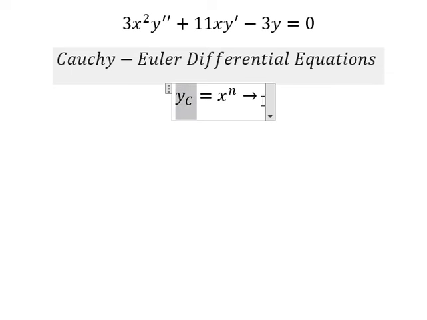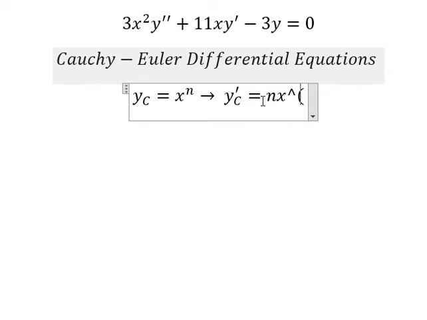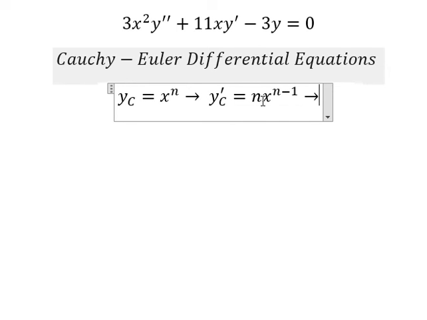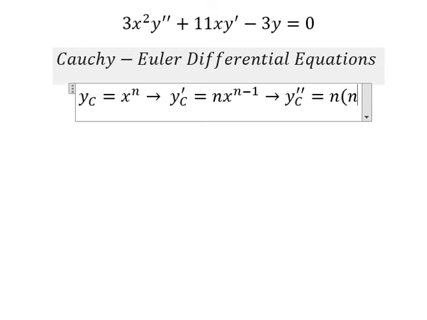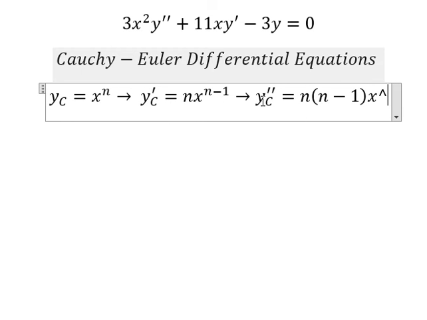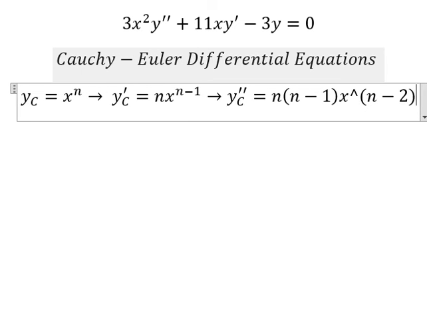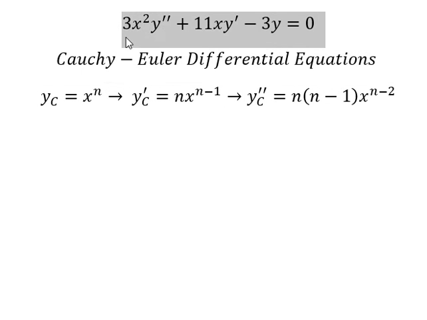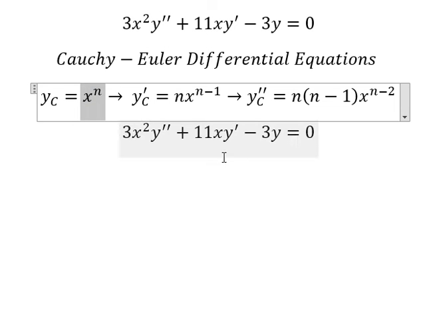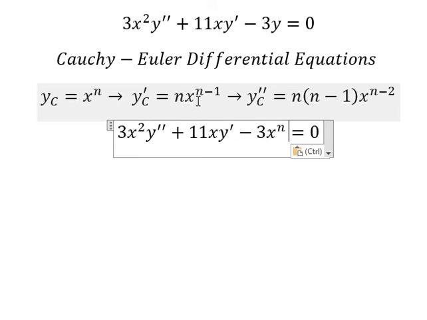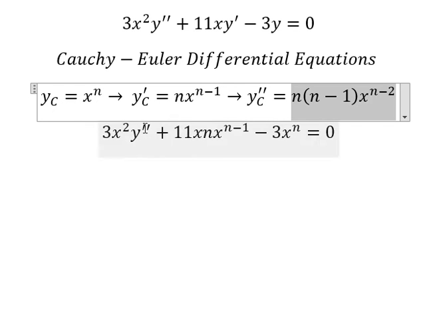Later, we need to first do the derivative of y_c, and we have n s to the power of n minus 1. And we go to the second derivative of this one. We have n times n minus 1 s to the power of n minus 2. So I will put this one here, and this one here, and this one here.